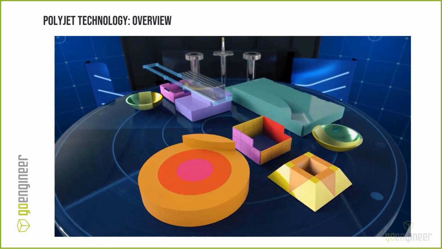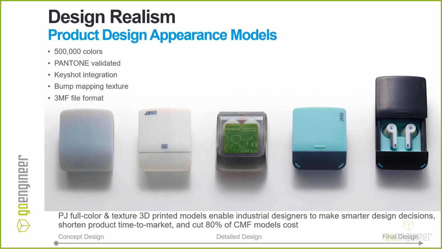So we've got to keep moving. Applications that you can use PolyJet technology extremely well for are things like design realism, because it can produce over 500,000 colors, Pantone validated colors. It uses a KeyShot integration. KeyShot's like a rendering software. Bump map and texture duplication, and then also you can store everything in a 3MF file format, which is really nice.